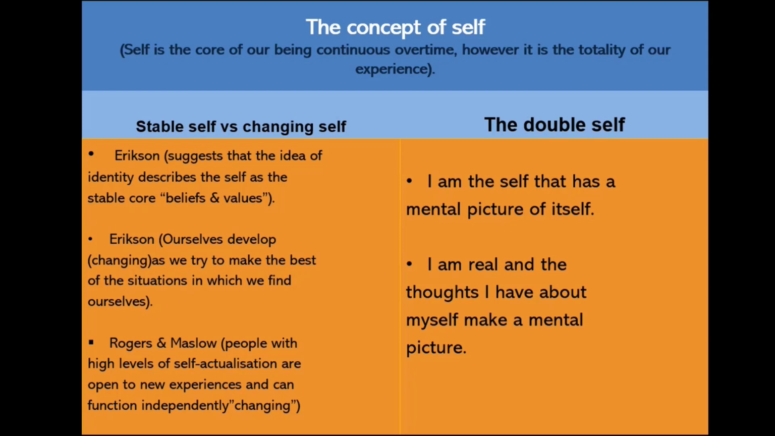They are now giving us an example in order to understand this. Remember what they say: people with a high level of self-actualization are open to new experiences and can function independently. For example, experience comes before the self. Remember, there was the self first, then the input due to your experiences. So the self comes first. When you're born, the self comes first.